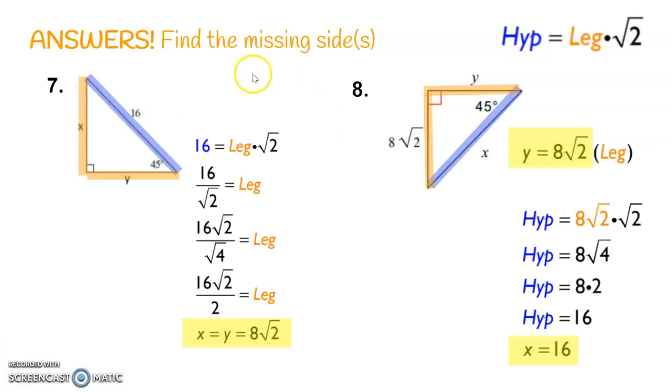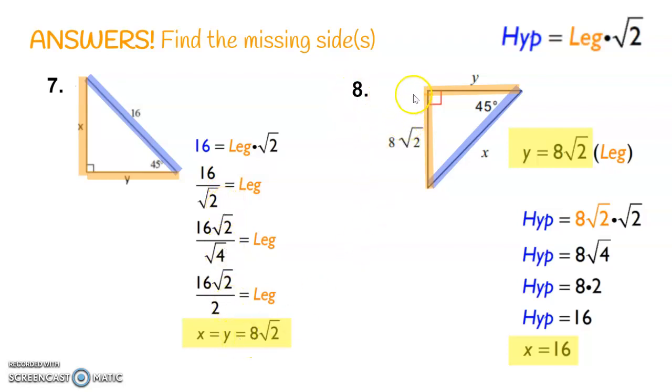All right. 16 in my first one was the hypotenuse. I replaced my blue hypotenuse with 16. To undo the multiplication of square root of 2, I divided. You have to rationalize and simplify.